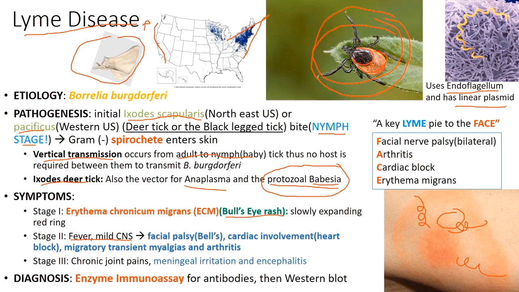And so when it makes its way into the CNS, it causes problems. And this can cause facial palsy, known as Bell's palsy. I'm sure you remember that from anatomy. So it's kind of one-sided, entire facial nerve paralysis. So your face is all drooping, the person's drooling or something like that. That's a way to remember that it is Bell's palsy and the facial nerve is involved.